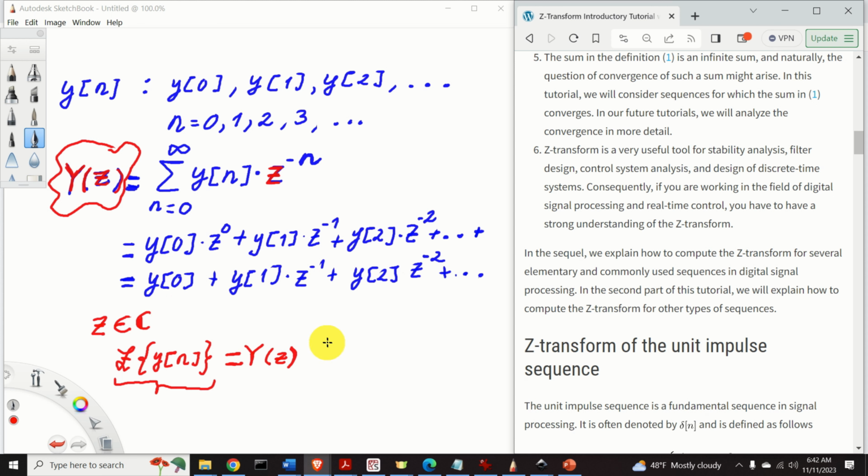Z-transform is a very useful tool for stability analysis, filter design, control system analysis, and design of discrete time systems. Consequently, if you are working in the field of digital signal processing and real-time control, or if you are a student studying electrical engineering or mechanical engineering, you need to have a very strong understanding of the Z-transform. That's why I'm making this tutorial, to help you to better understand the Z-transform.